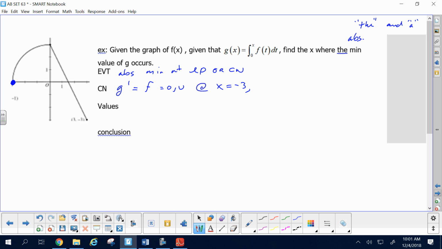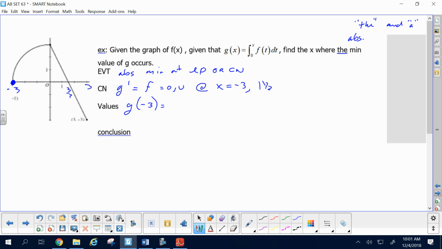Or at, what else is F equal to 0? 1.5. Cool. Okay? After we decide, all right, the absolute min can only be at these places, and that's the endpoints of -3 or 3, or the critical number of 3/2. Now I need to actually find G at each critical number.